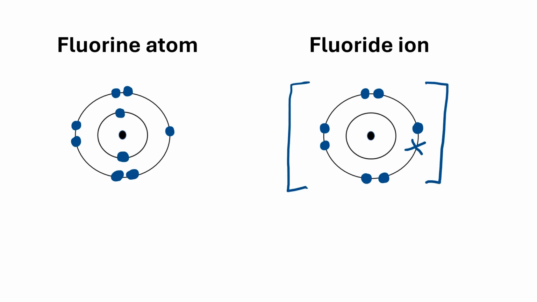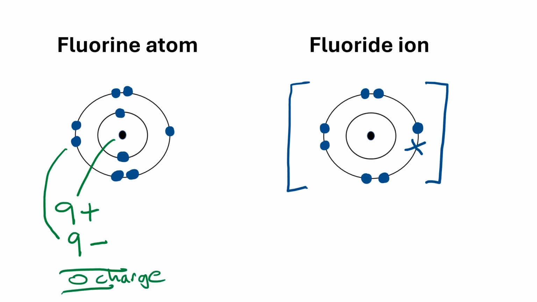Now let's think about the charge on the atom and the ion. Now with the atom, it's got 9 positive protons in the nucleus, 9 negative electrons on the electron shells. So overall, 9 plus and 9 minus comes to 0 charge. And remember, that's true for all atoms.